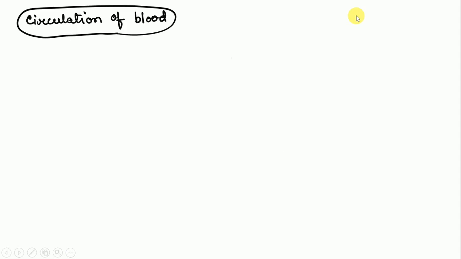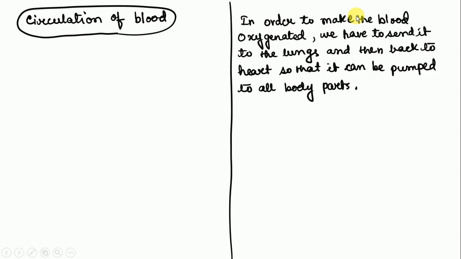Now see how the circulation of blood takes place. First, in order to make the blood oxygenated, we have to send it to the lungs. Remember, our main purpose is to remove the carbon dioxide from the blood and make it oxygen rich. So in order to get the oxygen inside the blood, we have to send it to the lungs. When the blood reaches the lungs, gaseous exchange takes place and the oxygen diffuses into the blood vessels, and the carbon dioxide diffuses out from the blood vessel.